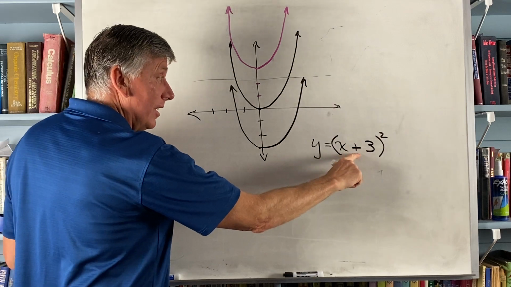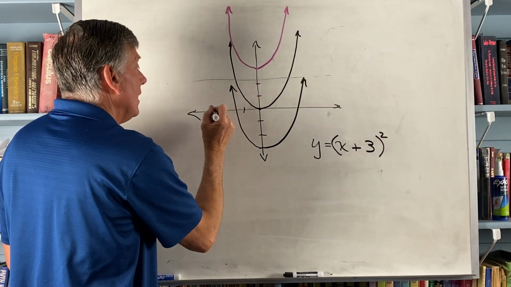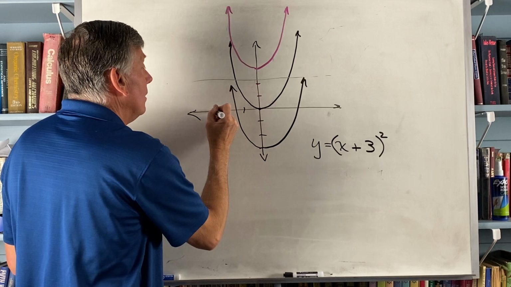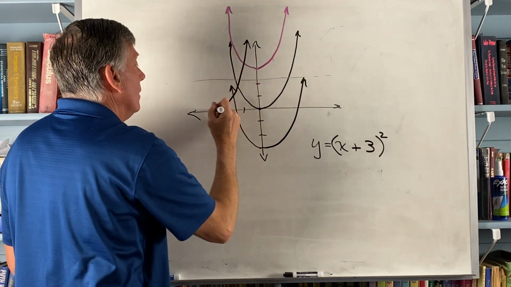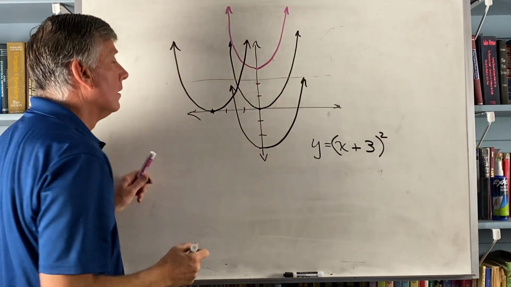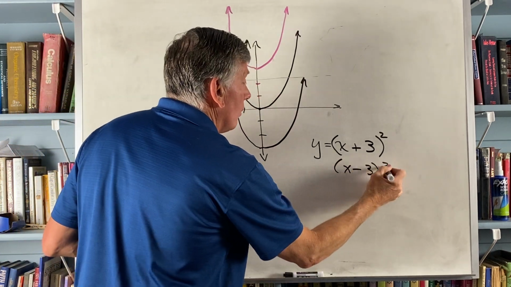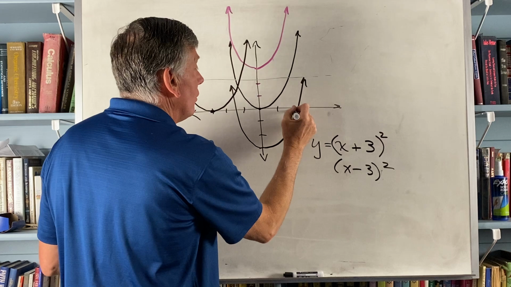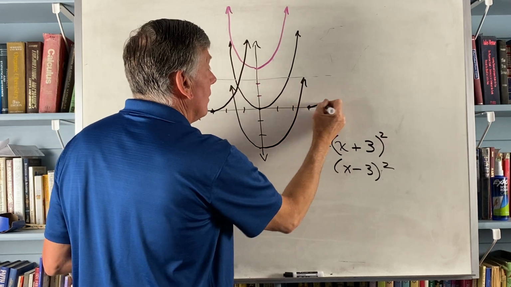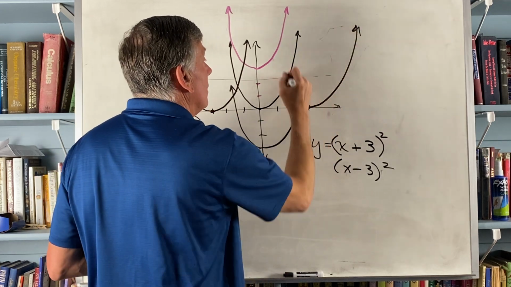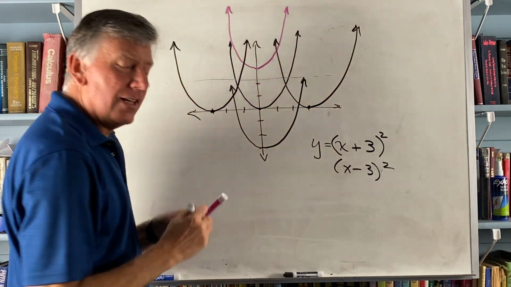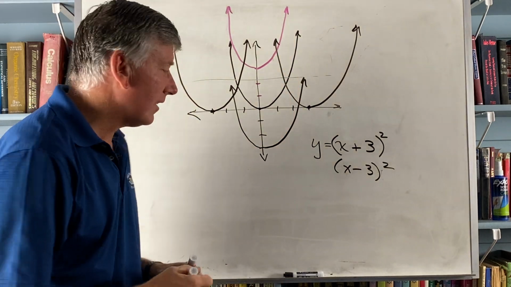When I have x plus 3 quantity squared, it is this parabola right here. If I do x minus 3 quantity squared, it goes to the right, and it is this parabola. Again, use Desmos and figure these things out.